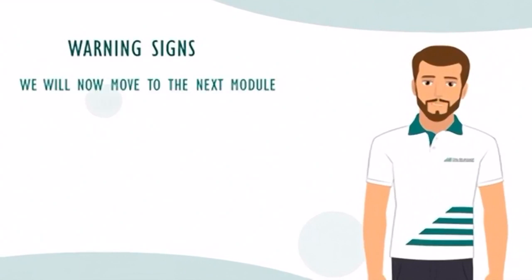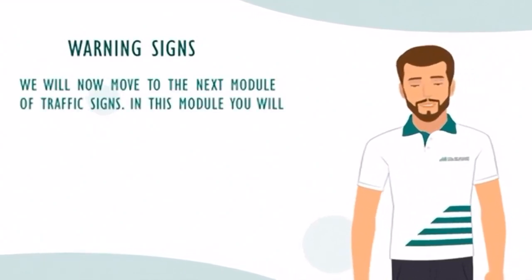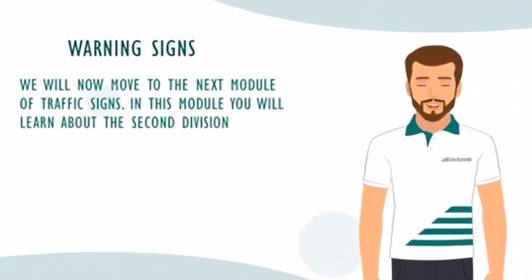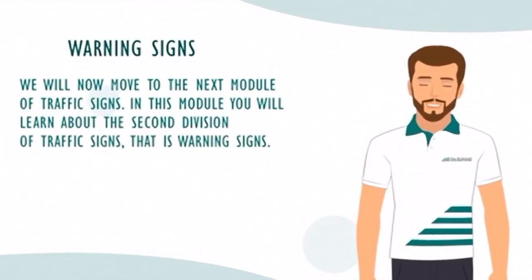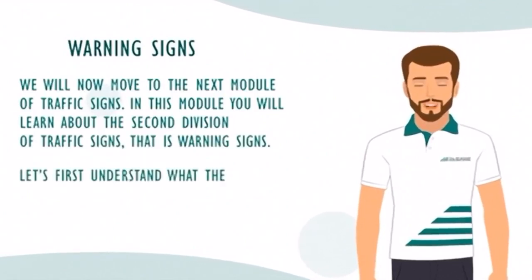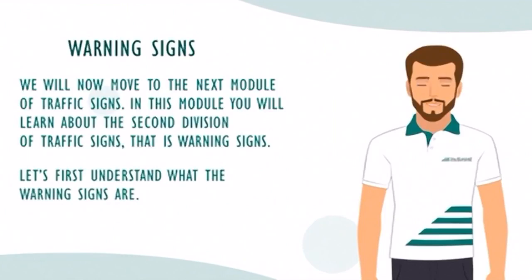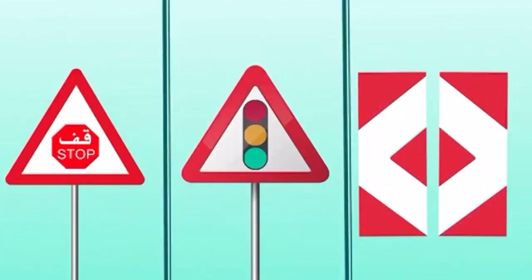We will now move to the next module of traffic signs. In this module, you will learn about the second division of traffic signs, that is, warning signs. Let's first understand what the warning signs are. Warning signs alert road users of potentially hazardous conditions. Sometimes these hazards are hidden.